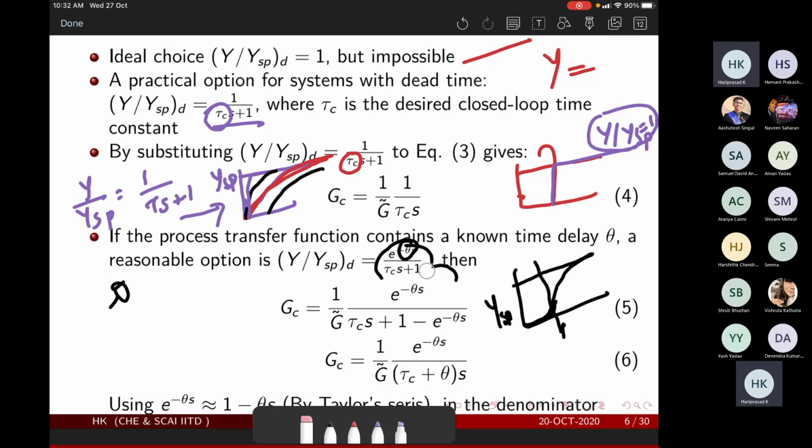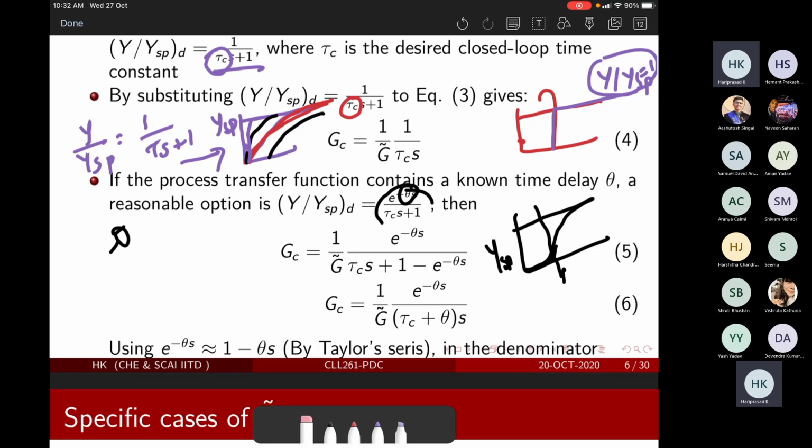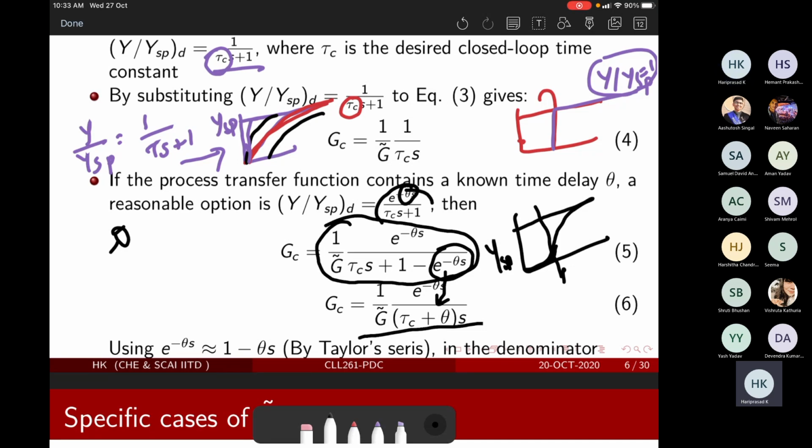Okay, so if you put e raised to minus theta s over there, this is going to be the overall GC. And now you have learned too many things. Eventually you may also would like to see where the poles of GC are lying, whether my design is correct, whether they are lying in the left half plane, and so forth. What you could do is still use a Taylor series approximation, so that you would have a polynomial in the denominator. It is always good to have a polynomial in the denominator, because you can check where the poles are placed, so that you are safe.